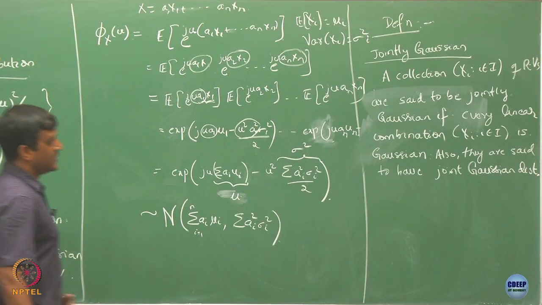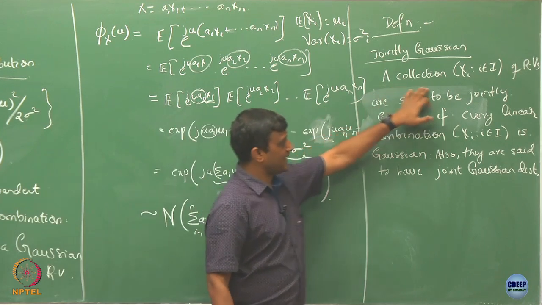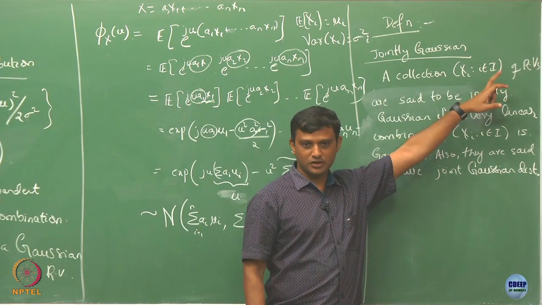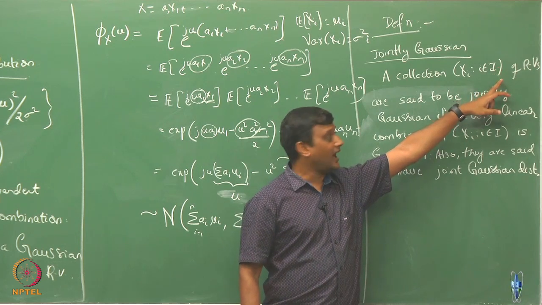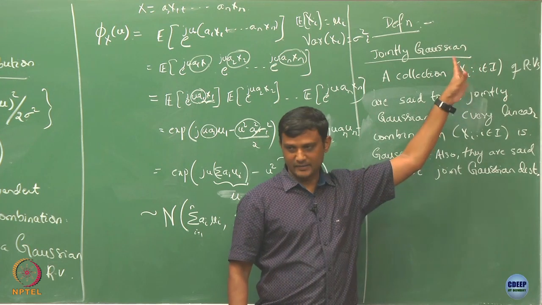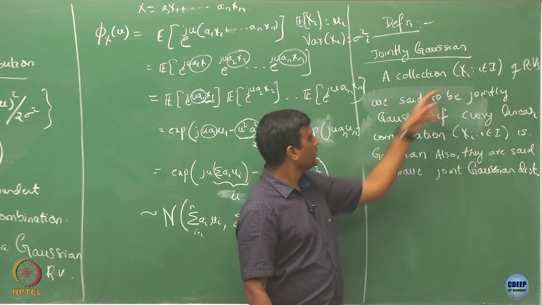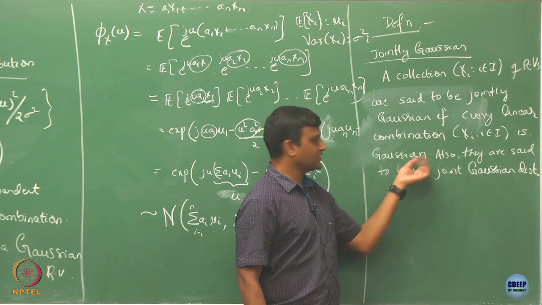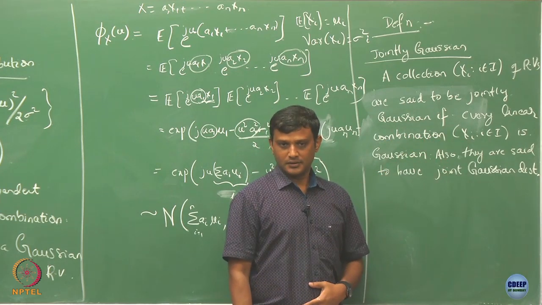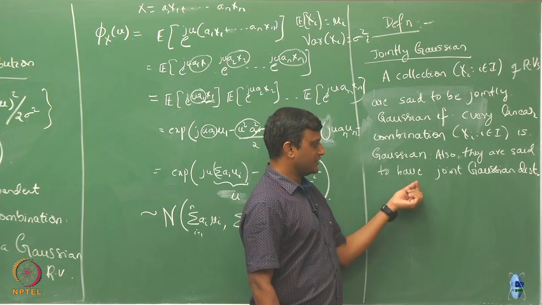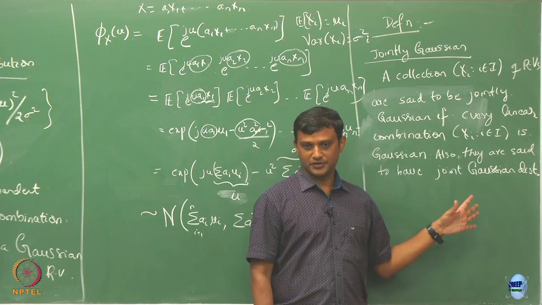So what I mean here is, let's take a collection of random variables xi, i belonging to the index set capital I. Do you understand this notation? Here the index set is going to have finitely many values. They are said to be jointly Gaussian if every linear combination is Gaussian, and they are said to have a joint Gaussian distribution.